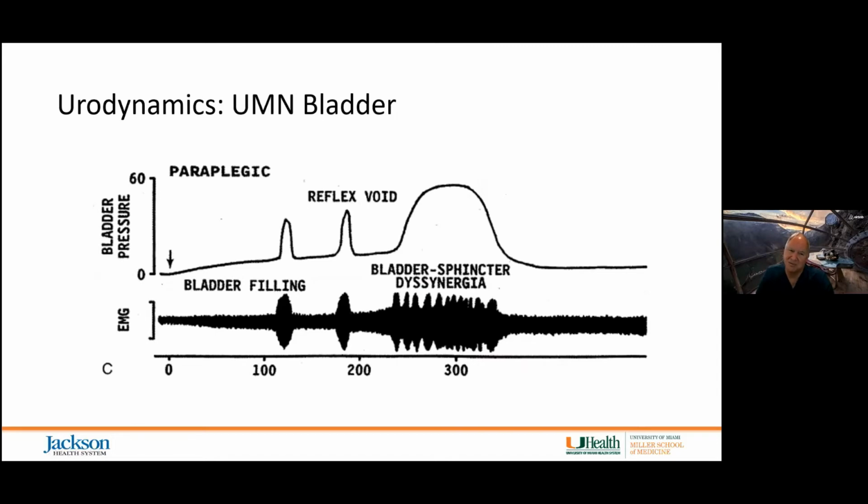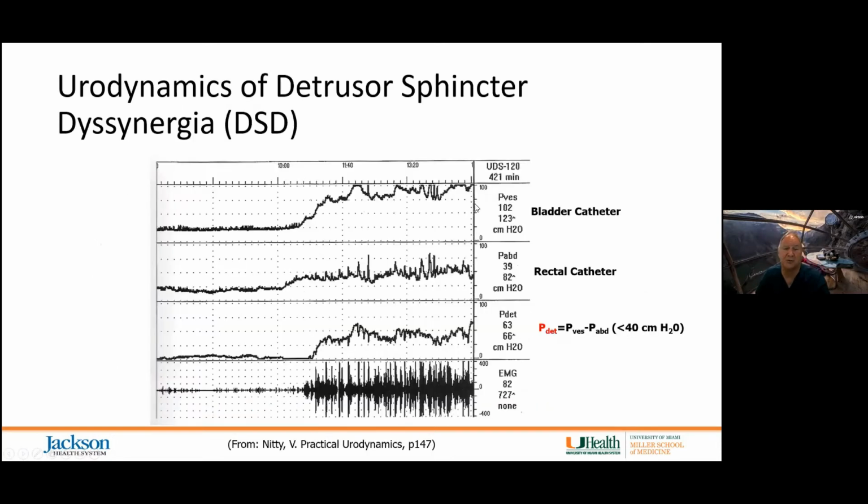Under conditions of spinal cord injury, however, as we are filling, even low volumes will cause reflex contractions of the sphincter as well as the bladder itself, the detrusor. And so as you see these, you start to see spikes, spikes of EMG activity and spikes of bladder contractions as we go through there.